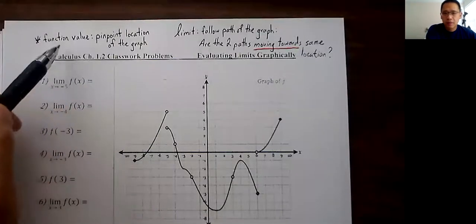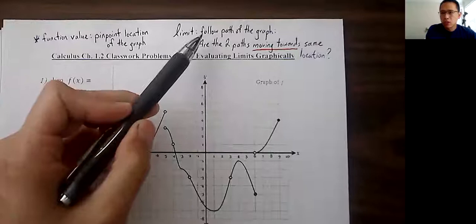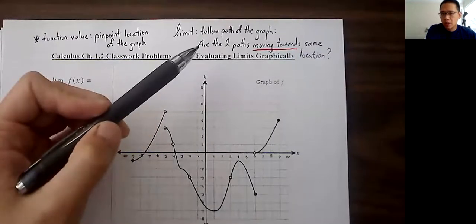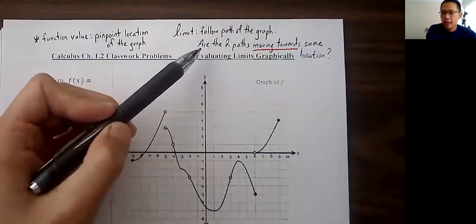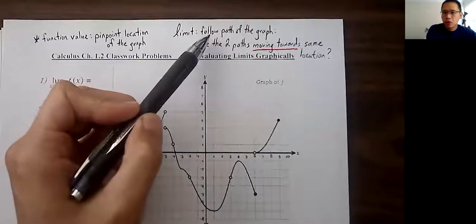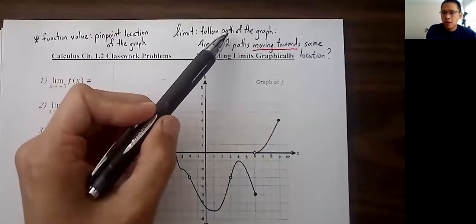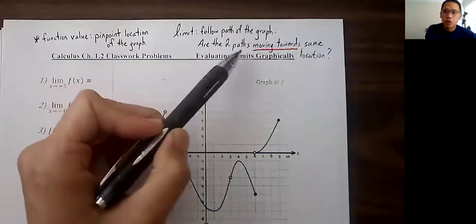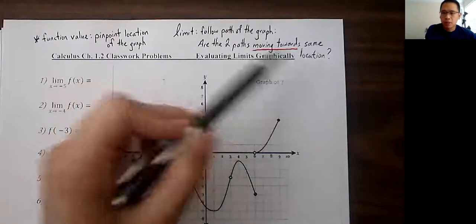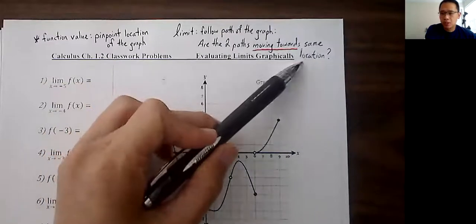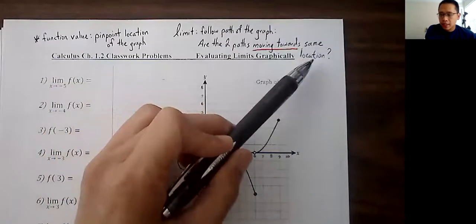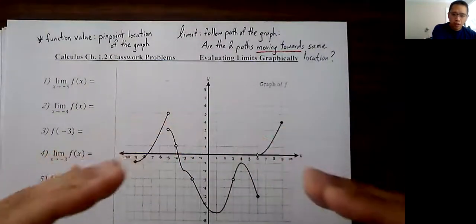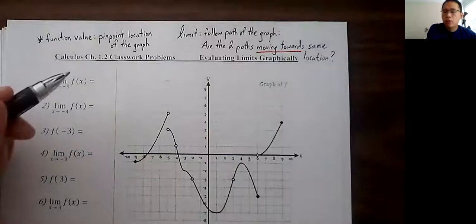So that's function value. Now with a limit, we're more concerned about the movement towards that point rather than what's happening at that point. If it's asking for a limit, we follow the path of the graph. Are the two paths moving towards the same location? Are they converging towards the same location? It doesn't have to exist at that location, but as long as the movement is towards the same location, that's enough for our limit to exist.